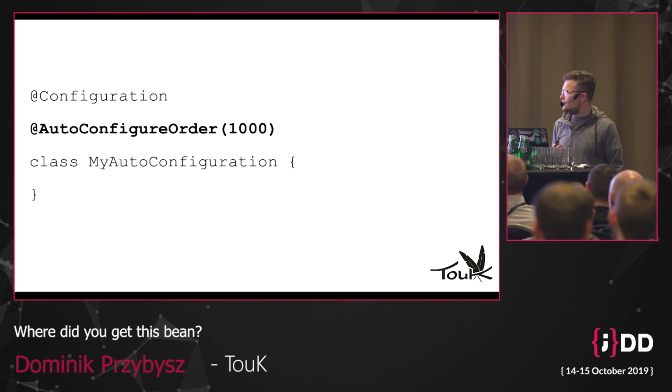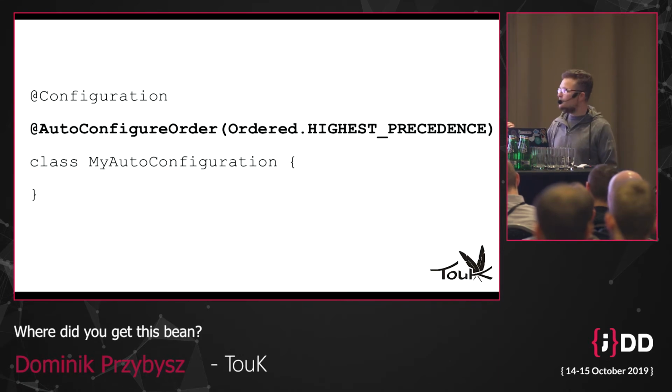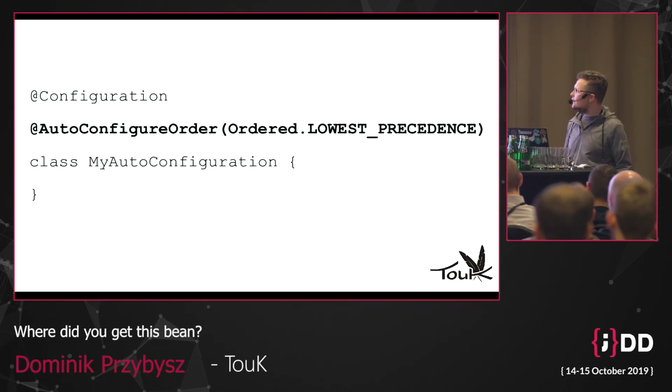So we could define the auto configuration order as a number, and Spring will apply all the auto configurations from the lowest number to the highest number. We could also define the auto configuration order as HIGHEST_PRECEDENCE, which is the integer min value, and LOWEST_PRECEDENCE, which is the integer max value.